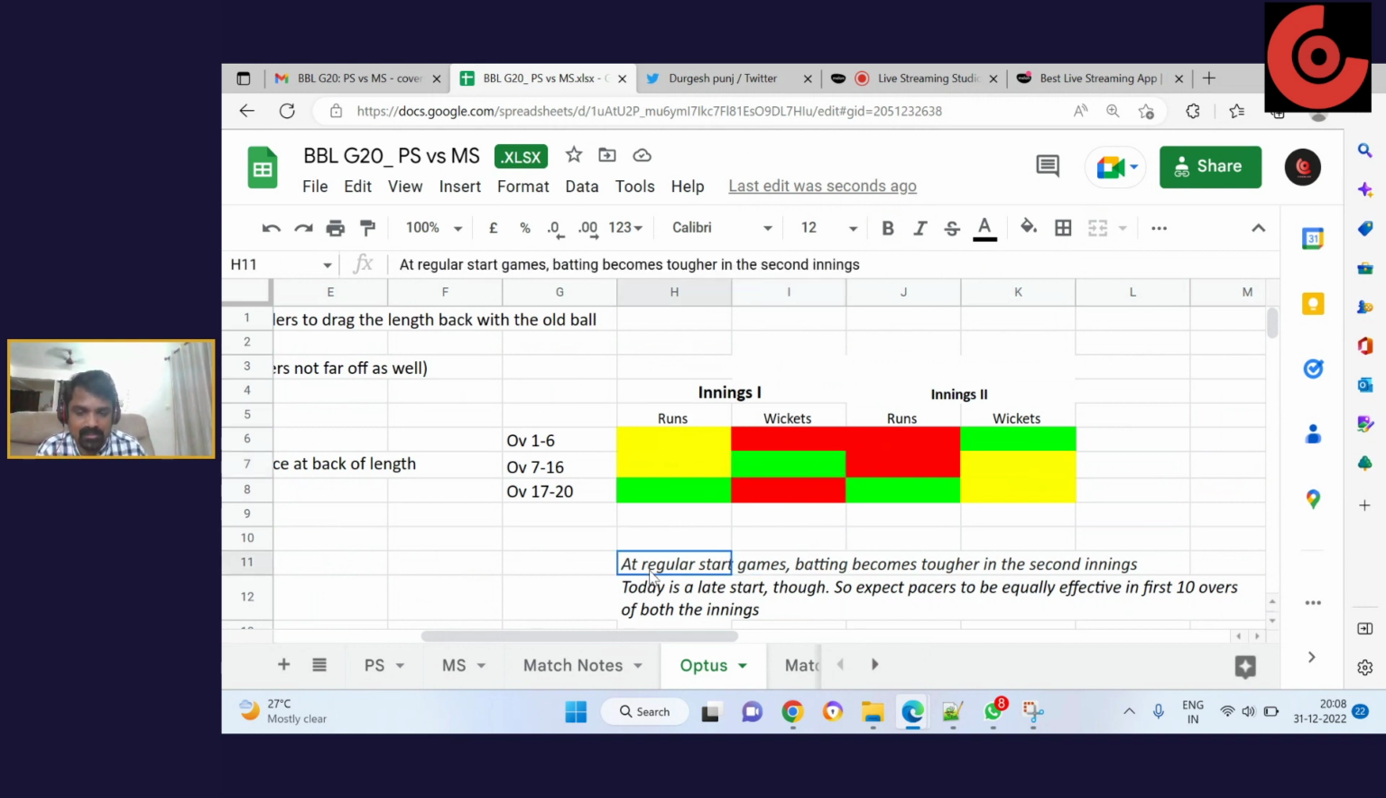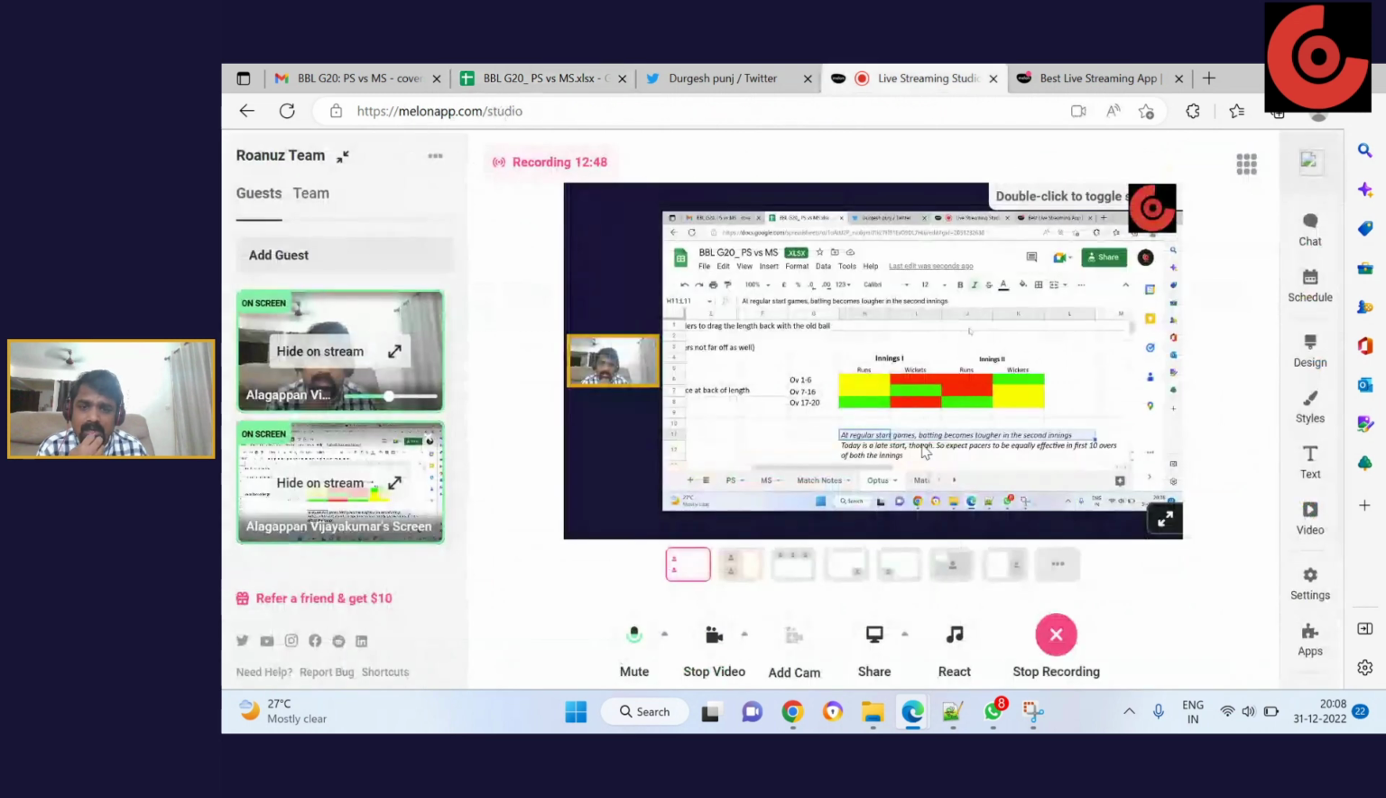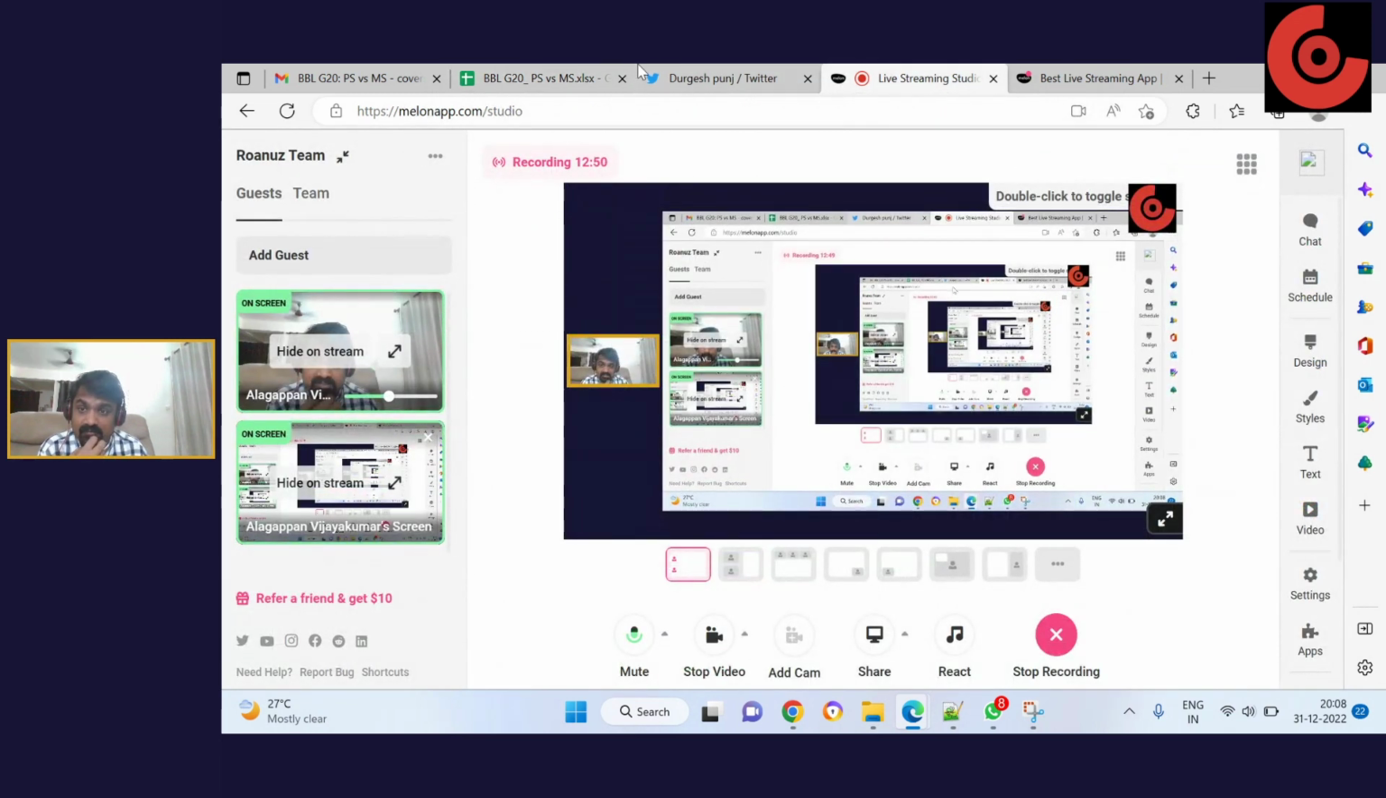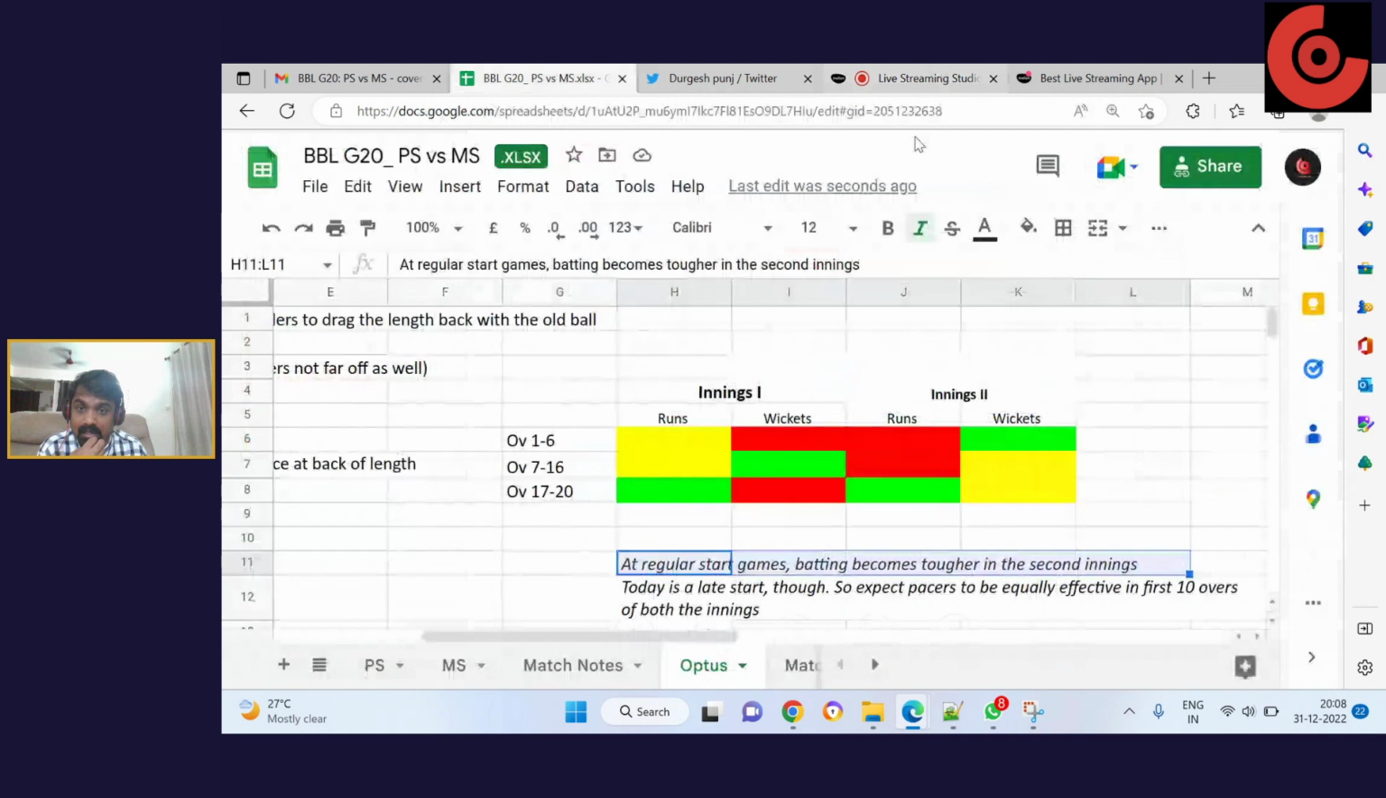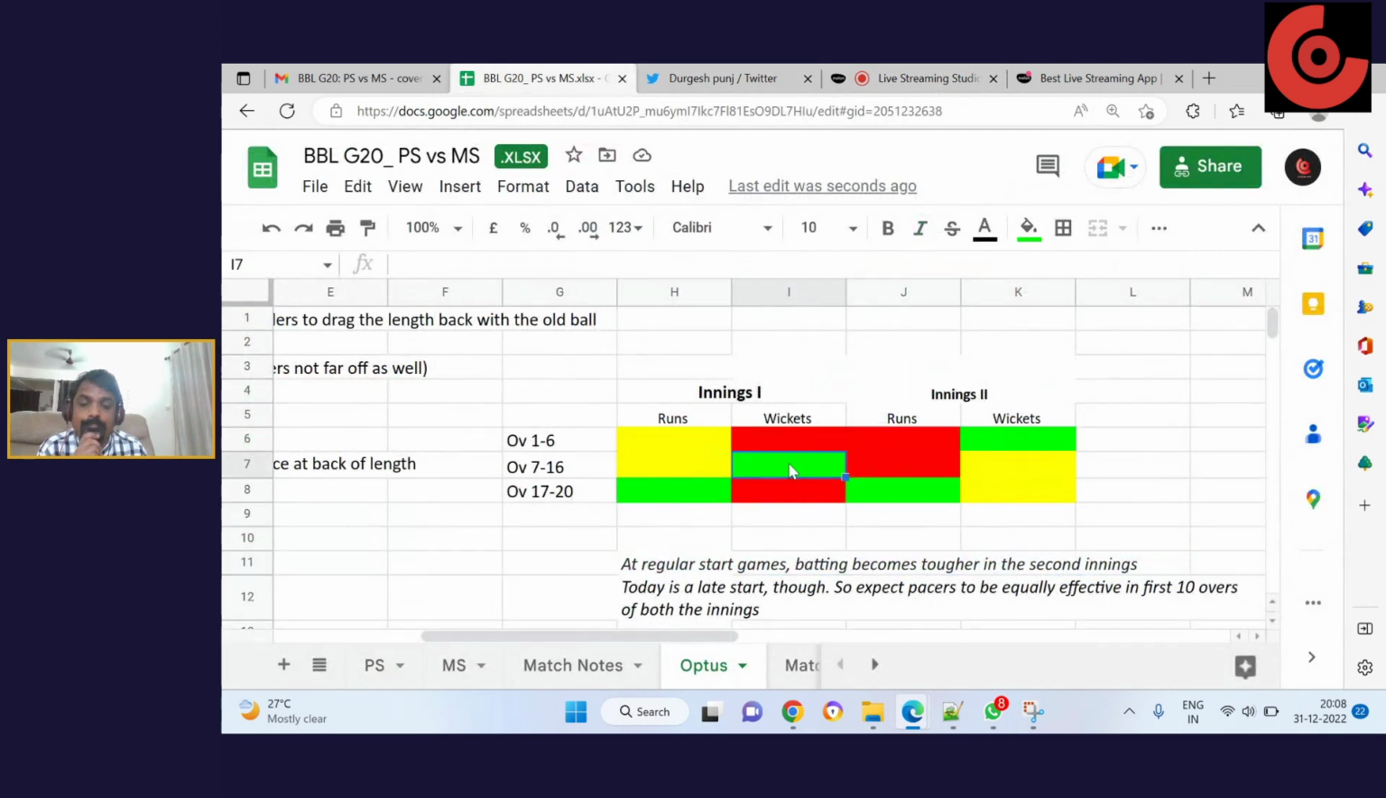Note, however, that this is for regular start games, which is what we are considering for BBL. I'm just checking if I'm still online. I'm still, everything is recording. And if something is marked as green, then that's a phase that you can expect bowlers to take a lot of wickets in. So when I mean by regular start games, it means that in BBL it's normally at 1:30, 1:30 to 2.